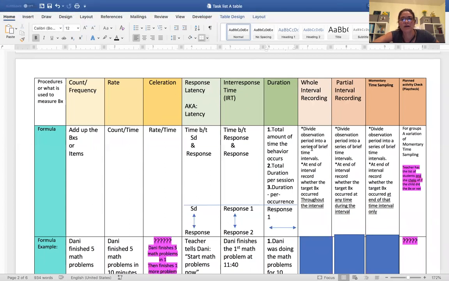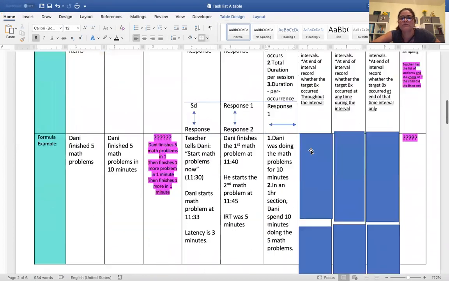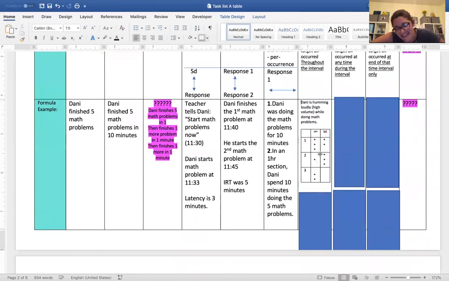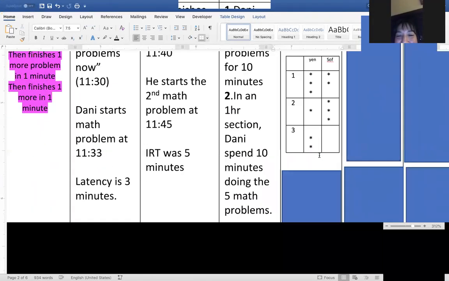Okay, so now we're going to whole interval recording. That one, oh, this one's fun. I like this visual also. Look at that. How cute. So cute. It took me a while to do it.